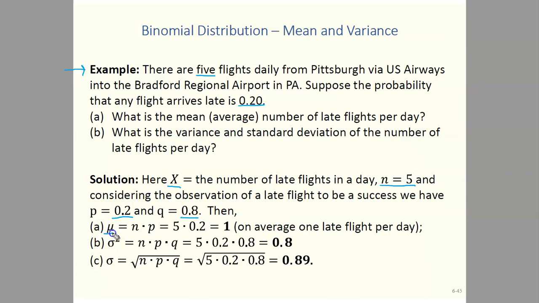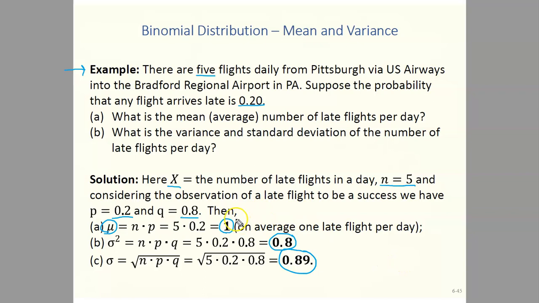So the mean number of late flights in a day is going to be n times p, or 5 times 0.2, which is 1. So on average, you can expect to see 1 late flight per day. The variance is going to be n times p times q, so 5 times 0.2 times 0.8, that comes out to be 0.8. And the standard deviation is just the square root of the variance, so that's going to be the square root of 5 times 0.2 times 0.8, or the square root of 0.8, which is 0.89.